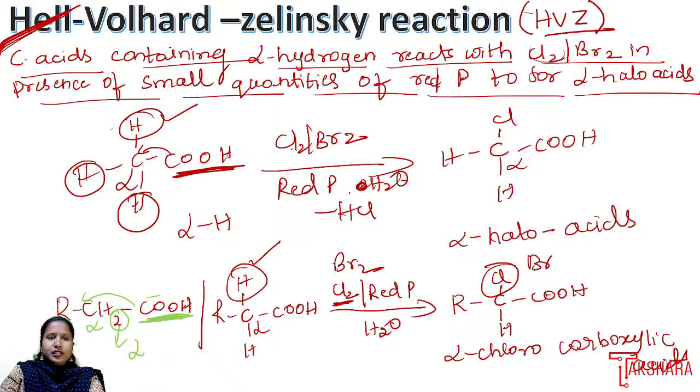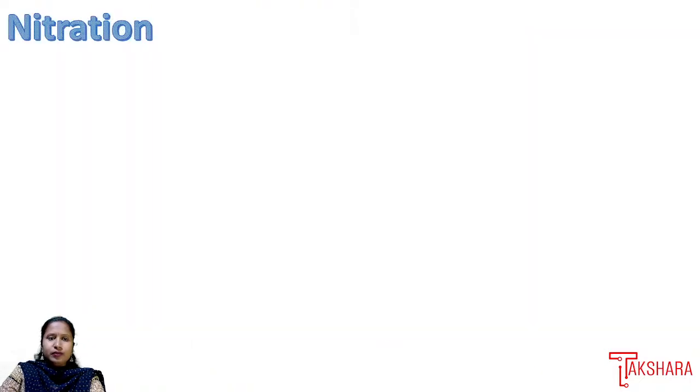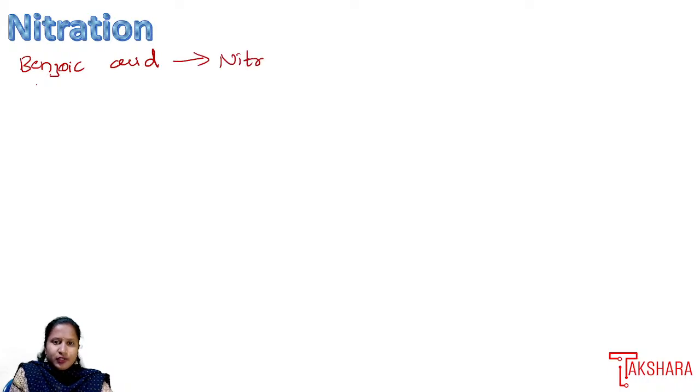Okay, next, nitration reaction. We will move on to the next reaction, nitration reaction. When benzoic acid undergoes nitration, it is an example of an electrophilic substitution reaction. First of all, let us know the meaning of nitration. It is the reaction which takes place in the presence of nitrating mixture.